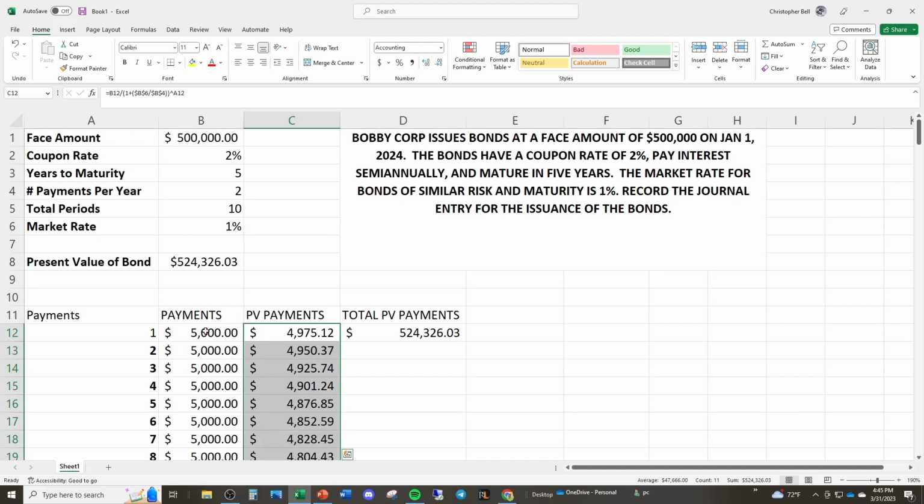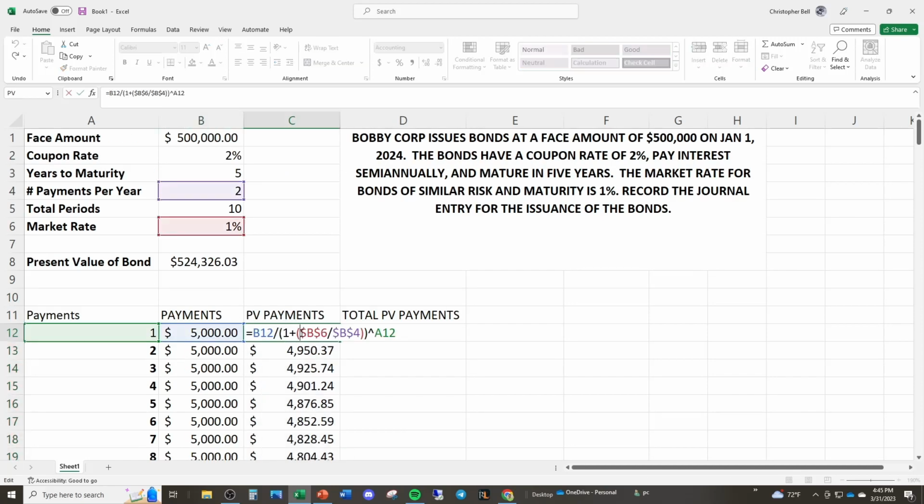And all I did was I took the payment and I divided it by the market rate divided by 2, because there's 2 payments per year. And then I factored in the time value of money by putting it to the period power. That sounds interesting, doesn't it? Period power. But if that doesn't make sense, we'll go into this in other detail. But basically, you're calculating the present value of every single payment.